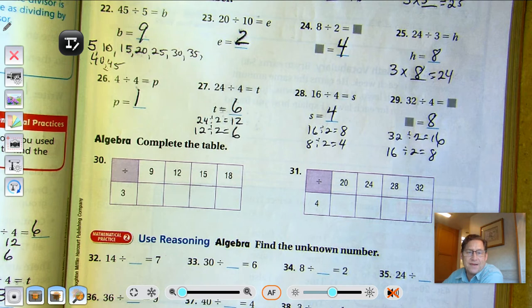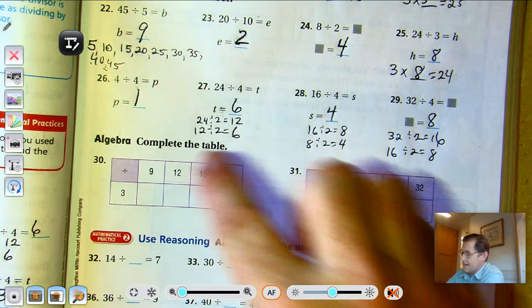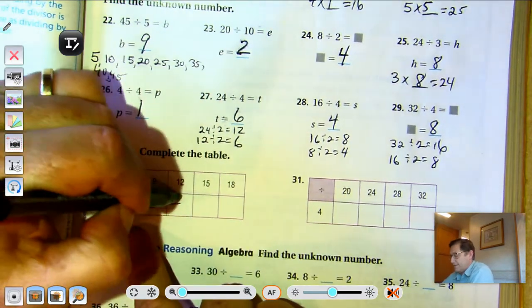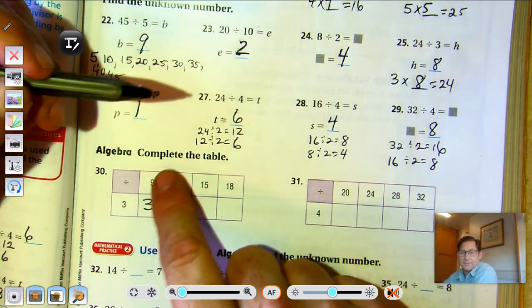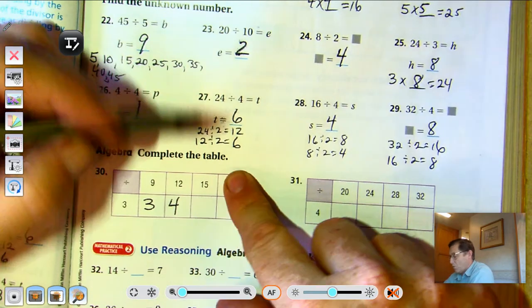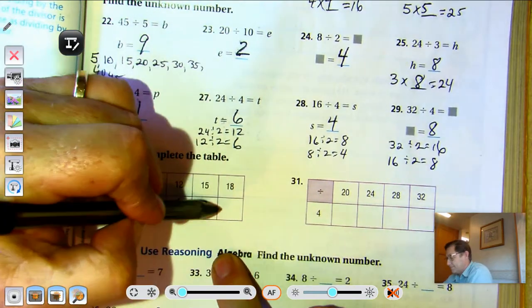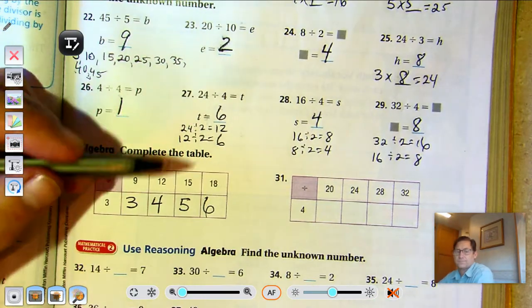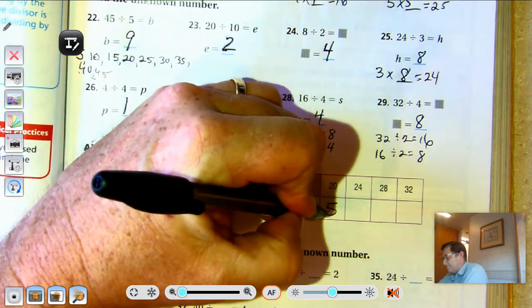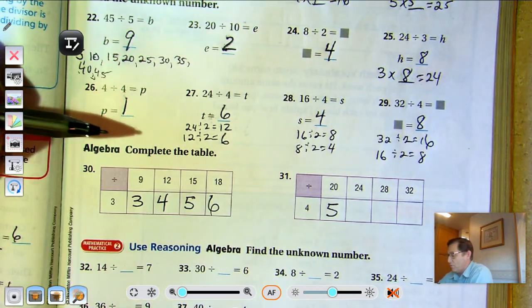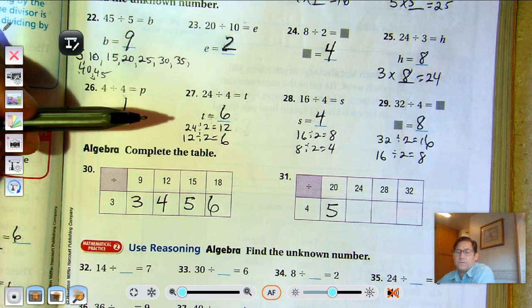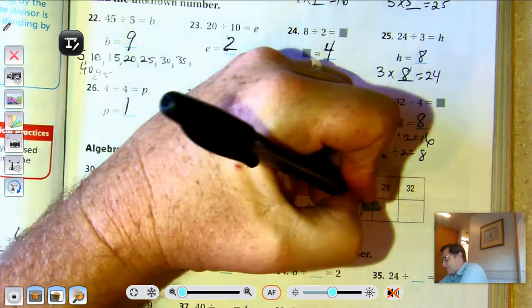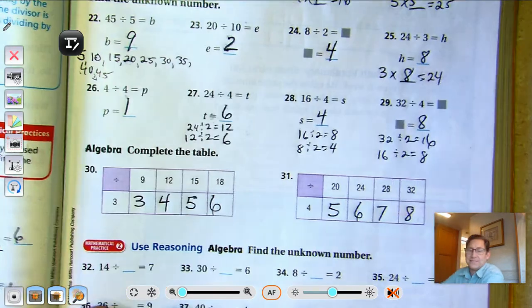Complete the table. 9 divided by 3. That's 3. 12 divided by 3 is 4. So we're just counting by 3s, right? So each time I add 3 more, I have 1 more 3. Okay. 20 divided by 4. 4 times 5 is 20. 24 divided by 4. 24 divided by 2 is 12. 12 divided by 2 is 6. 28. 4 times 7 is 28. 4 times 8 is 32.